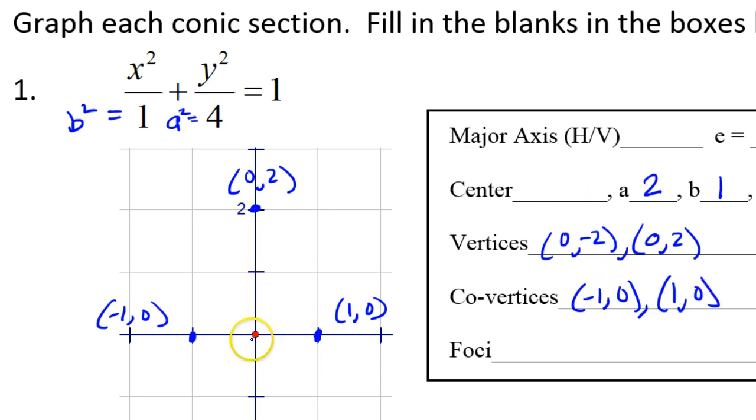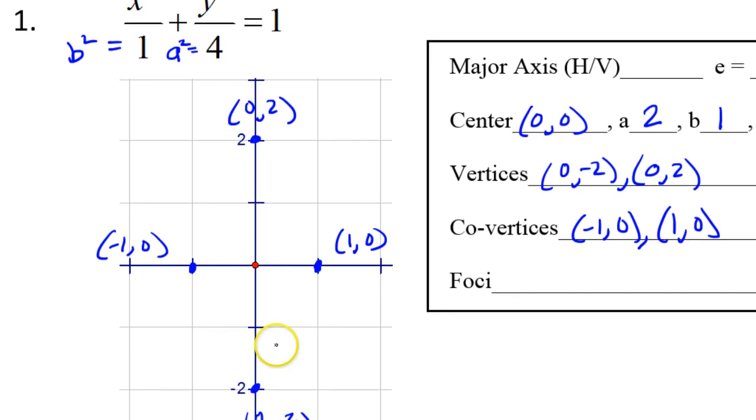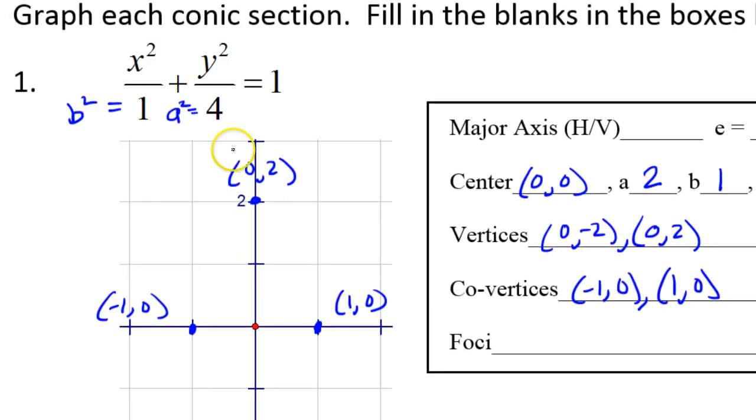The center is clearly 0, 0. We can tell from the equation when we see x squared and y squared, that is going to be 0, 0. Now the major axis is vertical. As you can see, it is stretched in the vertical direction. We can also tell from the equation when the bigger number, the bigger denominator is with the y term, it's going to be stretched vertically. So I'll just put a V here.